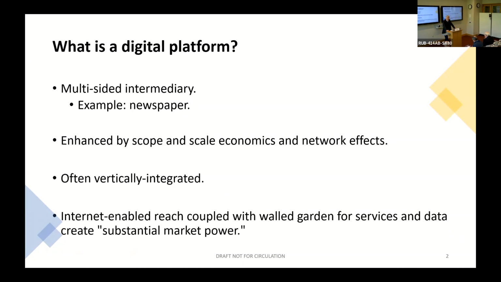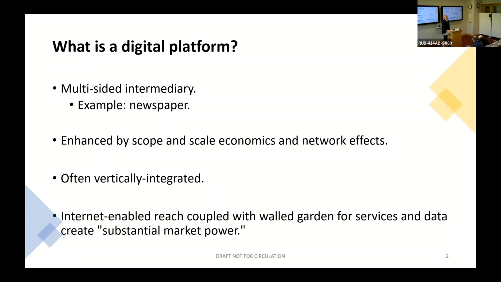What does that mean? A multi-sided market is where you offer a product or service over here on this side of the market, and the fact that you're offering it gives you something to offer to this side of the market. The classic example is newspapers. One side of the market is getting you as a subscriber. The other side of the market is selling your eyeballs to advertisers. And that's the kind of business structure that the platforms are engaged in.